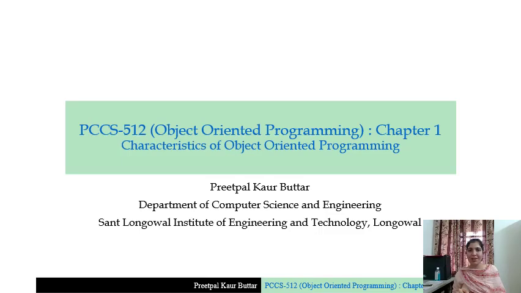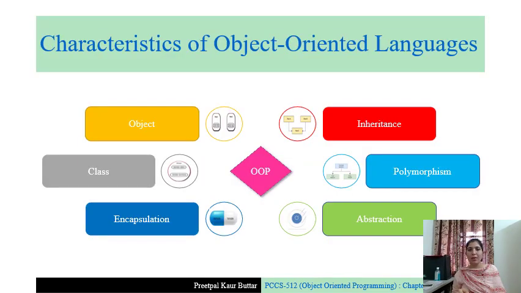Hello students. So our next topic is characteristics of object-oriented programming. The major characteristics of object-oriented programming are objects, classes, encapsulation, inheritance, polymorphism, abstraction. Okay. So we will discuss these characteristics one by one.